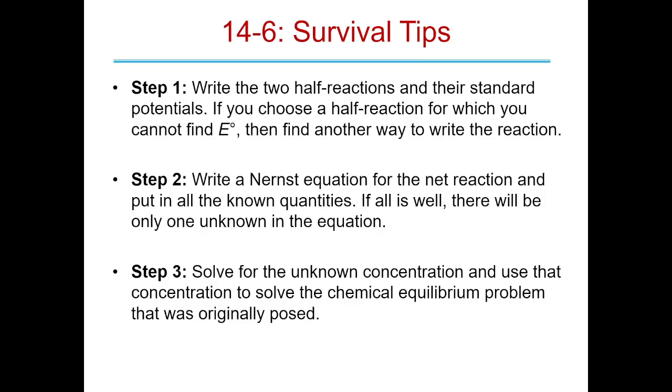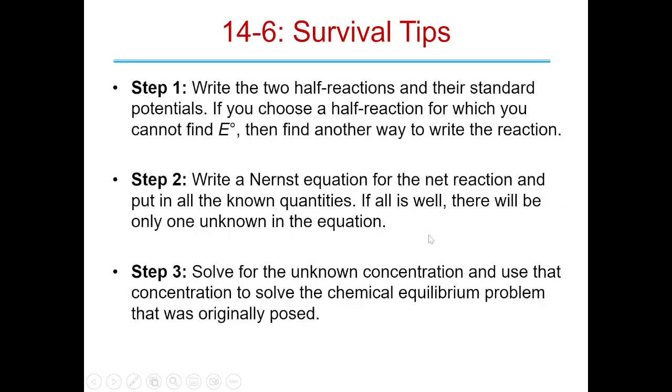Step one, write the two half reactions and their standard potentials. If you choose a half reaction for which you cannot find E naught, then find another way to write the reaction. This may involve flipping things. This may involve putting reactions together to get the half reaction. This can involve a few different things, okay? But you need at least two half reactions to complete a cell.